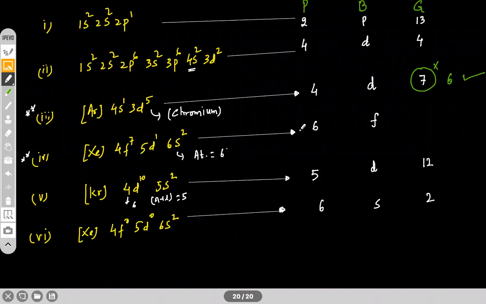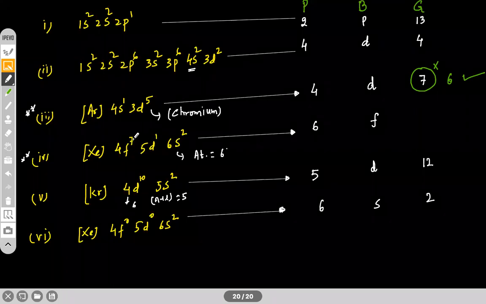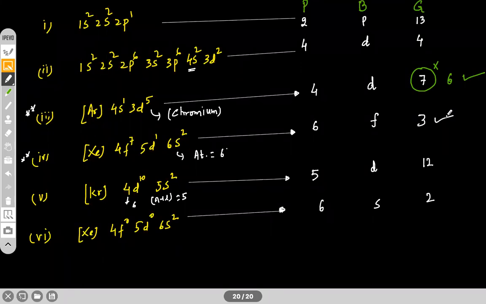Here also, if you use the normal formula, you'll get it wrong because it is not 5d, it is f. It has an exceptional electronic configuration. And whenever the block is F, the group is always 3. There is no doubt about this. Tell me your doubts now.